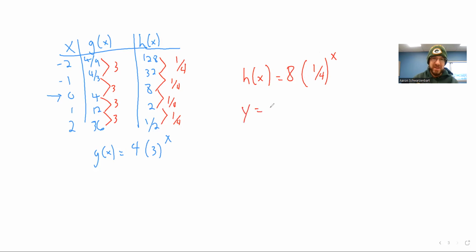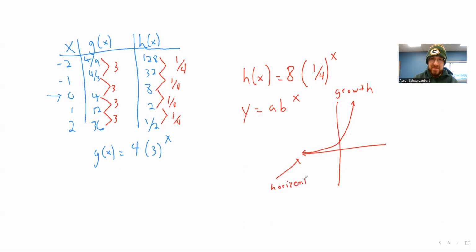So thinking of exponential functions, we have exponential growth. Looks like this. As I go left to right, I'm increasing. There's a couple of key features here. We have a horizontal asymptote. Here's the x-axis, so y equals 0.